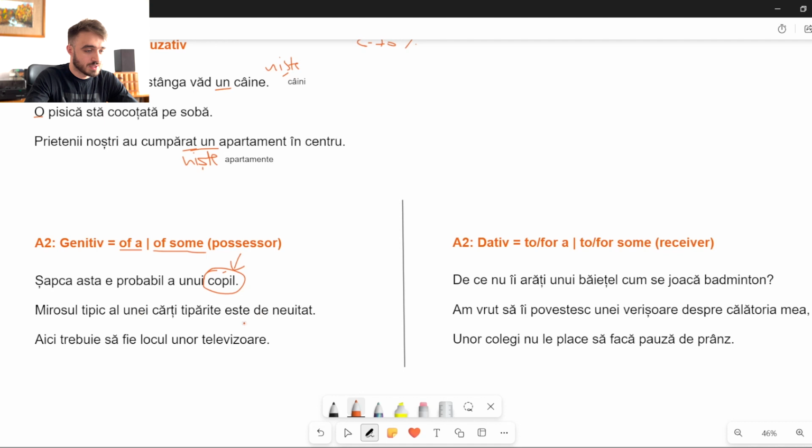Mirosul tipic al unei cărți tipărite este de neuitat. Again, it's the same idea of a, and the possessor of the smell is a book. That's why it's in genitive. A book. Then here must be the place of some TVs. So the TVs are the possessors of a place. Quite makes sense, right? It's quite logical, quite straight away. This is genitive, basically. It's quite an easy case. And the possessor is TV, some TVs. And that's how you used right now unui, unei, unor to show the possession of the cap, the smell, the place.